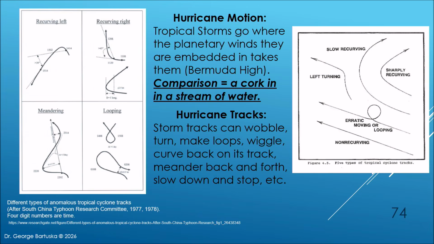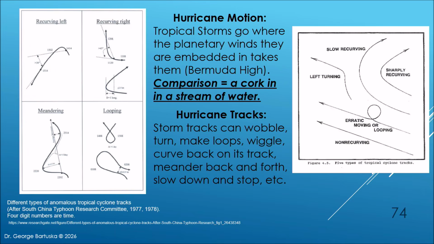Now let's take a look at these tracks. This is the part you've got to pay attention to if you're anywhere near the coast. Hurricane motion. Tropical storms go where the planetary winds they are embedded in take them. So do clouds, so do thunderstorms, but it's a real big deal with tropical cyclones or hurricanes. And the comparison we give is a cork in a stream of water. That cork is going to go wherever that water takes it.